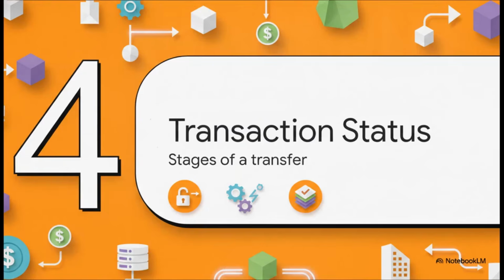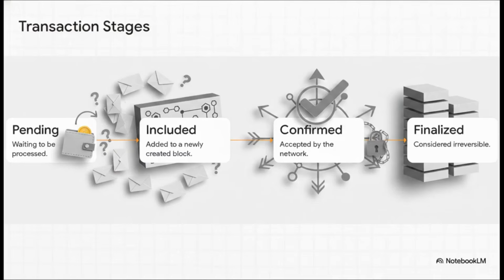Section 4. The transaction lifecycle. Stages of a transfer. And this brilliantly illustrates the chronological journey of a transaction. Because when you hit send, your crypto doesn't just instantly teleport to the receiver. First, it starts as pending, basically just waiting in line in what's called the mempool. Second, it gets included in a newly minted block. Third, it becomes confirmed, which means the network has officially accepted it. And finally, on a lot of blockchains, it becomes finalized, meaning it's considered entirely irreversible.